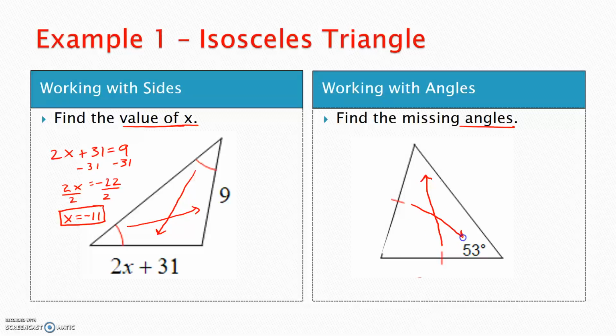Diagonally across. If this is 53, that means that this up here also has to be 53 degrees. How can I find the other missing angle? Well, triangle sum theorem says that all together adds up to give me 180. So if I have 53 plus another 53, that's 106 degrees. If I add these guys together, it's 106 degrees. So what's 180 minus 106 degrees? That is going to give me 74 degrees.